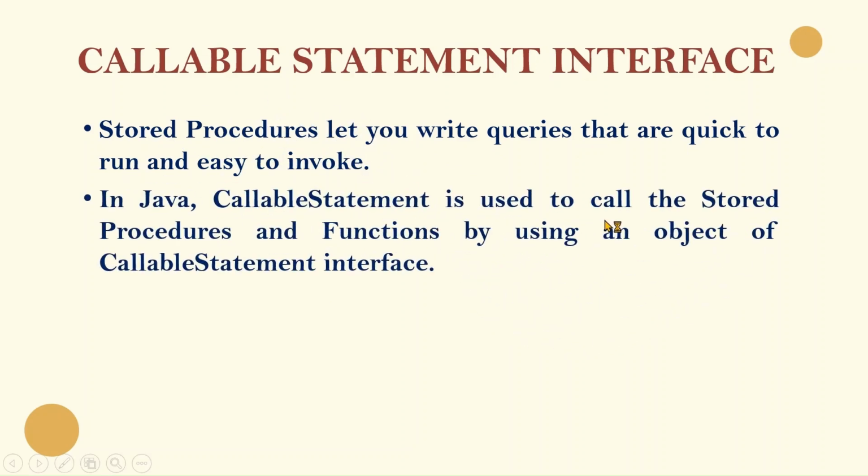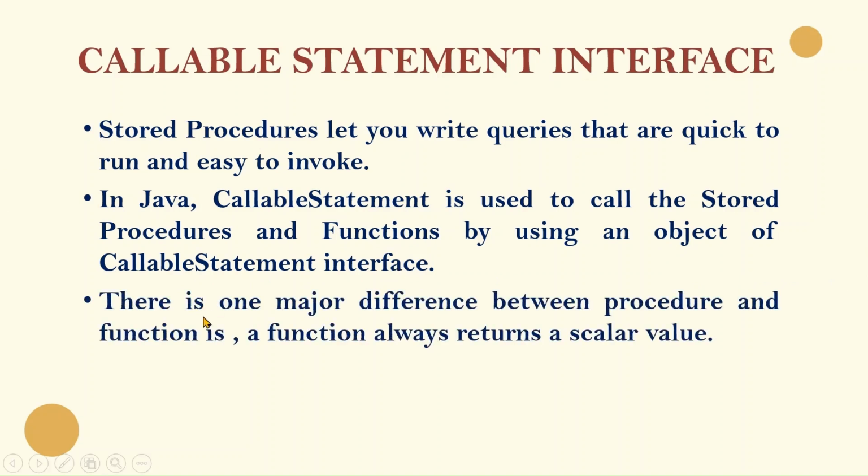In Java, callable statement is used to call the stored procedures and functions by using an object of the callable statement interface. So the purpose of the callable statement interface is to call stored procedures or stored functions from the database. There is one major difference between a procedure and a function: a function always returns a scalar value. That's what I was saying. The return keyword is available for a function, and it can return a single value as an answer. But with the procedure, we don't have a specific return value, but we do have some output parameters through which I can receive the output.